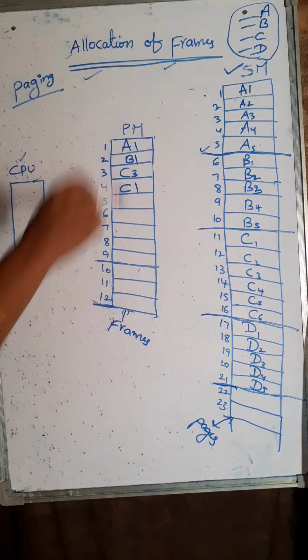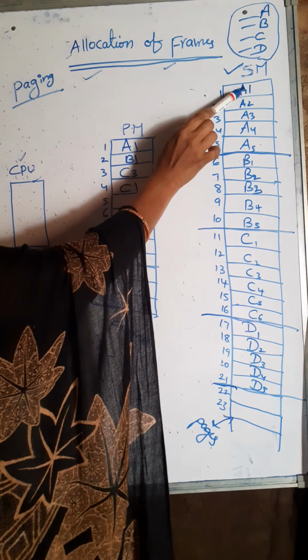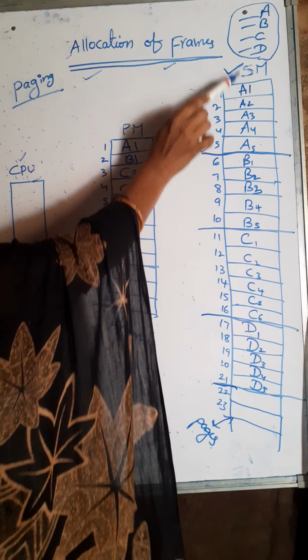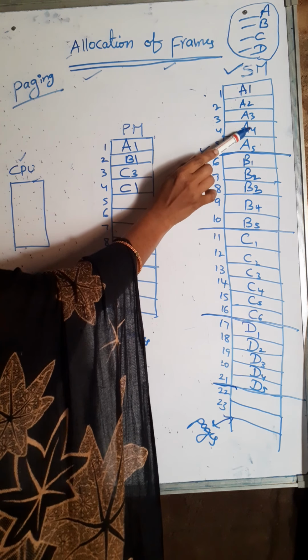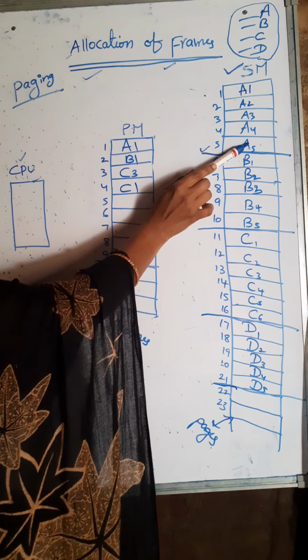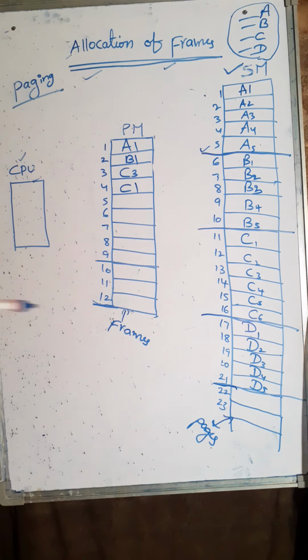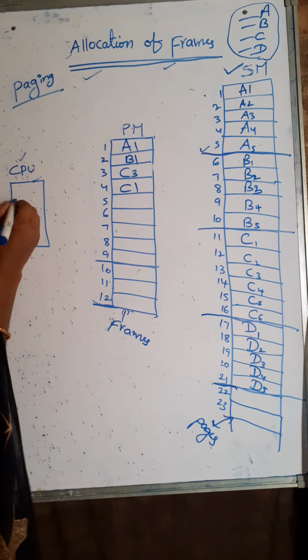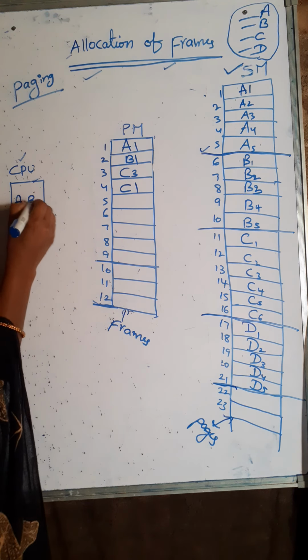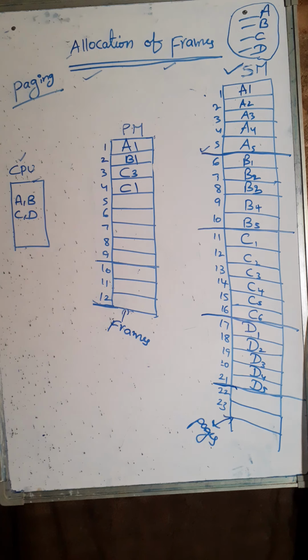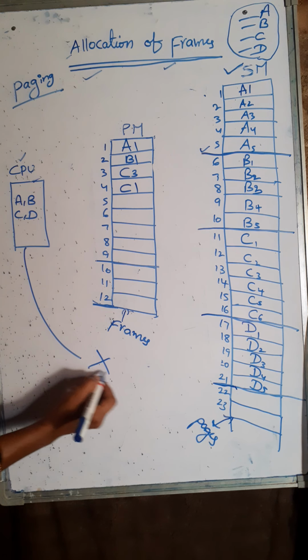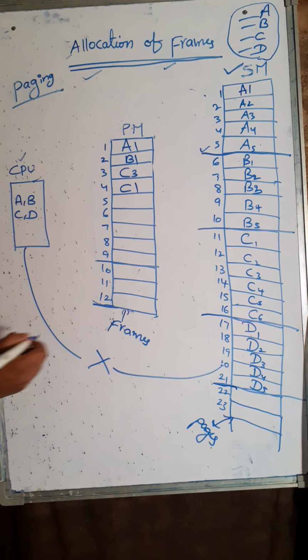If you observe, I cannot store entire program in one page, right? So I have divided the program into different parts and I have stored all the parts in the secondary memory. Now my programs are available in the secondary memory. Now CPU wants to execute the programs A, B, C, D. In order to execute these programs, first it should access the programs, right? Then only it can execute the programs, right?